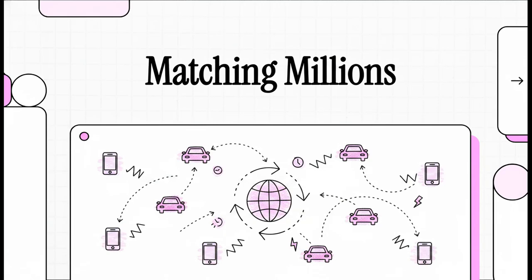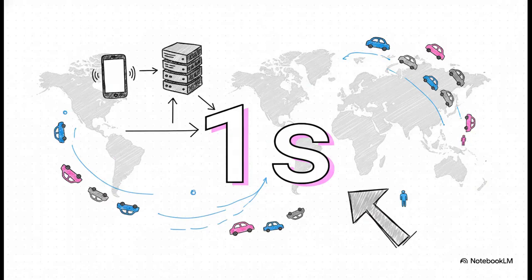Right now, millions of people around the world are opening the Uber app at the same moment, each one instantly matched with a nearby driver, out of a pool of millions of drivers worldwide. This has to happen in under a second, every single time. How? I really want you to just think about that time frame for a moment.